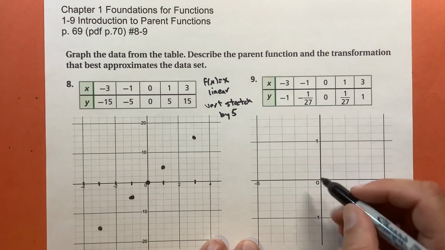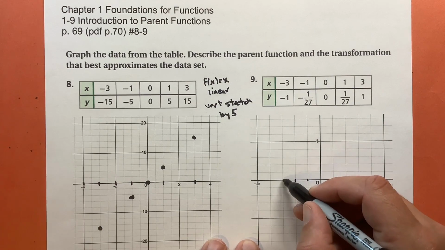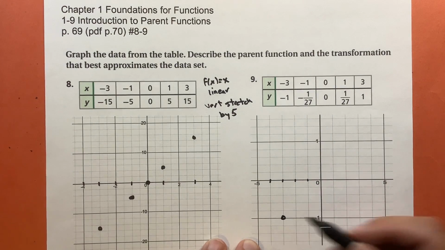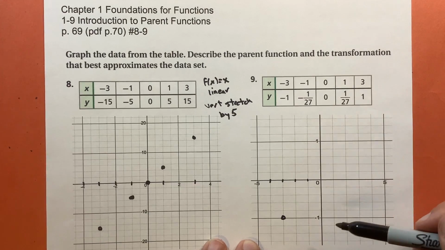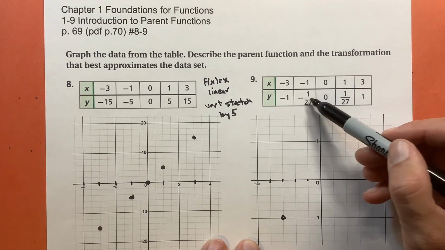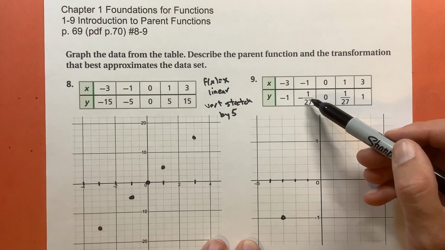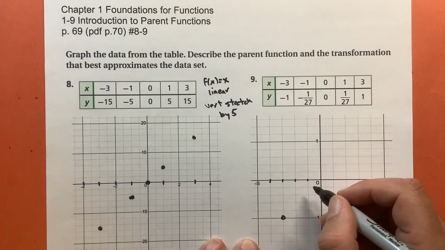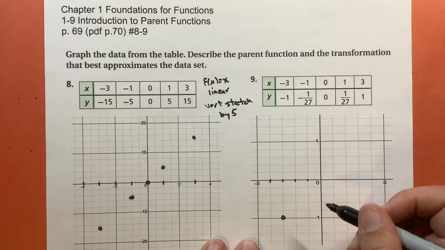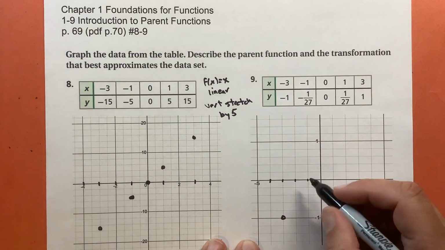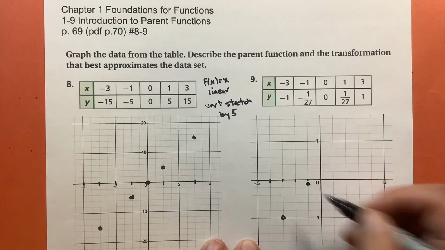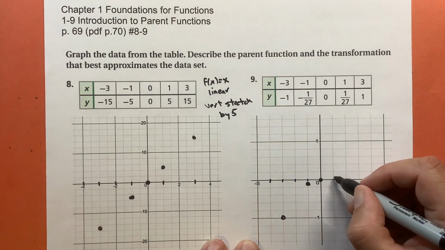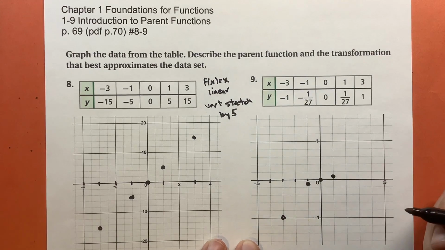(-3, -1). So again, this is 1, 2, 3, 4, -5. (-3, -1) is right here. Look at how I stretched the scale out, because I've got (-1, -1/27), which is a really small number. We could figure it out on the calculator, but I don't think we need to. We just know that it's going to be right about here. (0, 0) is right here. 1/27 is going to be right here.